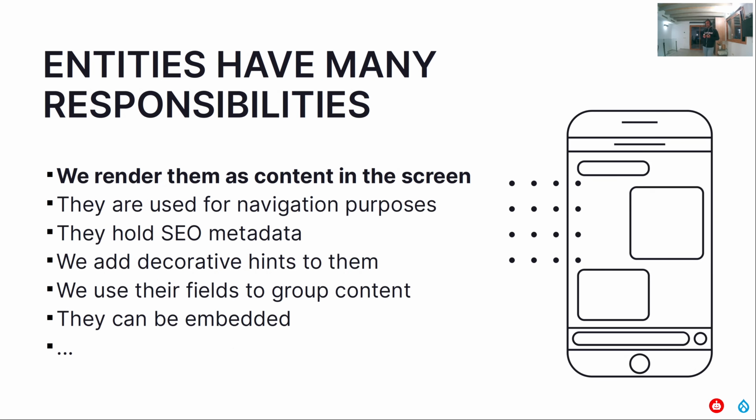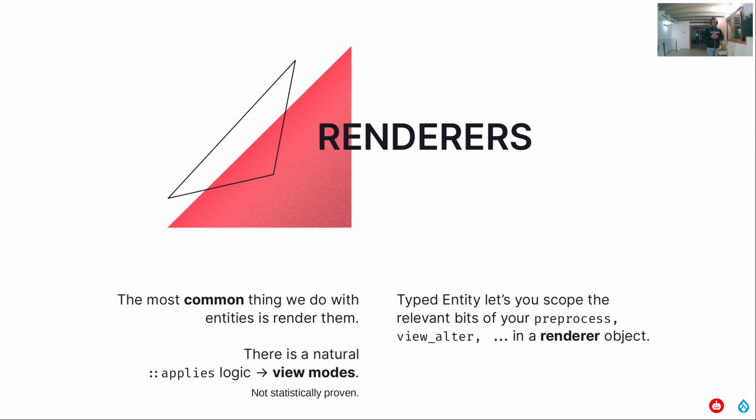I said no and yes, and the yes part is that, as we said, we render entities as content on the screen, and I will argue that that is the most common use case that we have with entities. And that, combined with the fact that there is a natural way of checking for variants, which in the rendering process of an entity we call view modes, right? Those two facts make me think that we could do that.